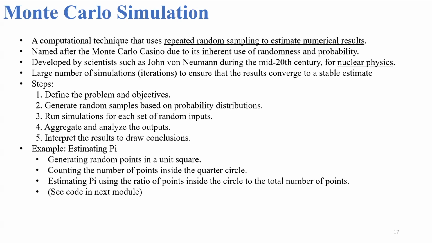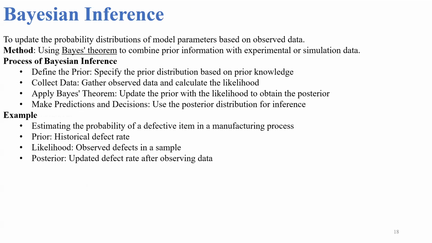Very simple. We'll talk about how to estimate the value of pi in the hands-on session, the numerical session. Bayesian inference is used to understand the probability distribution of model parameters based on the observed data. So that is the posterior estimate. The method is Bayes theorem, and basically you define the prior, which we talked about, collect the data, apply Bayes theorem, that is, update the prior with the likelihood to obtain the posterior, and make the prediction and decision. So use the posterior distribution for inference.